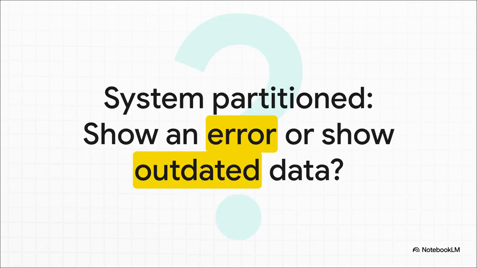And in the end, it really all comes down to this one scenario. Your system is partitioned, a network failure has happened. You have to make a choice right now. Do you show your users an error message to make sure everything's correct, or do you show them potentially outdated information just to keep things running? The CAP theorem doesn't give you the answer, but what it does, brilliantly, is it forces you to ask the right question.